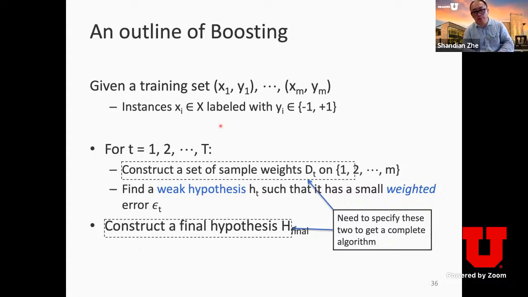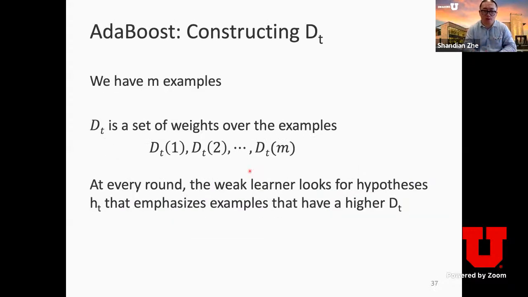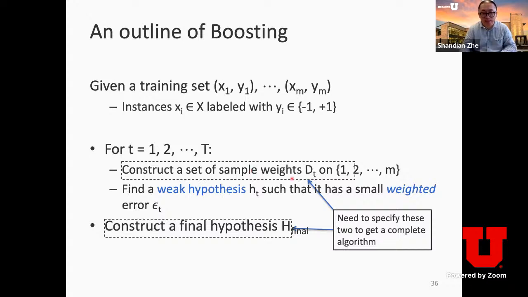Okay, so the remaining details are how do we construct the sample weights, and how do we combine the final hypothesis? We know that we do a linear combination, but how do we identify the votes alpha 1 to alpha t? How do we calculate that? And also, after each round, how do we adjust the sample weights? So next, we're going to talk about the details of these two key steps.